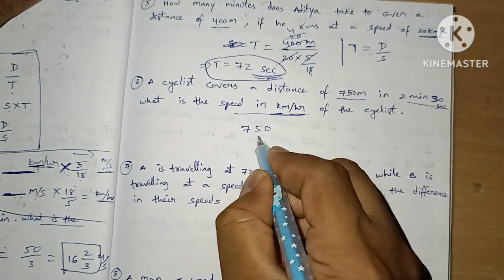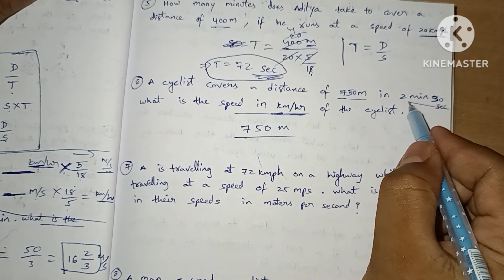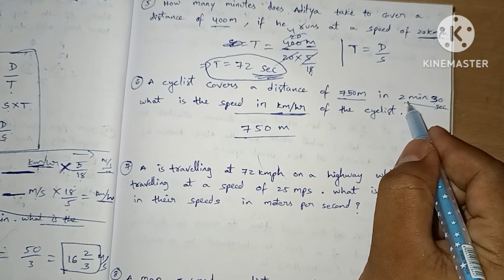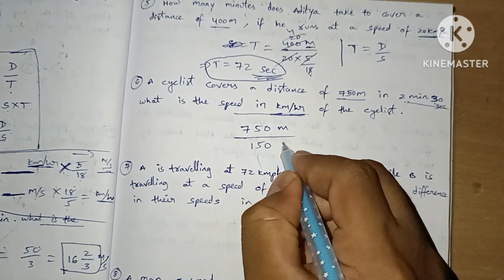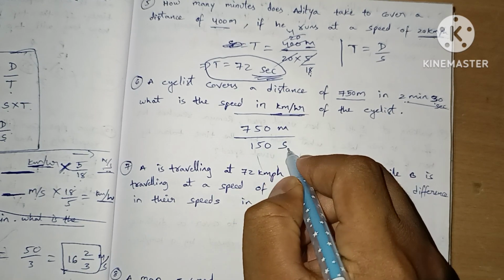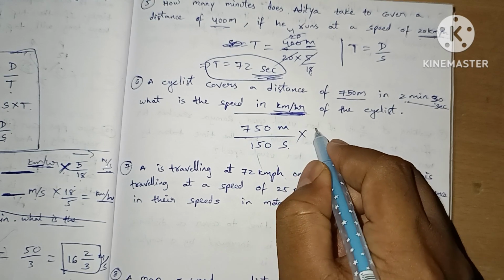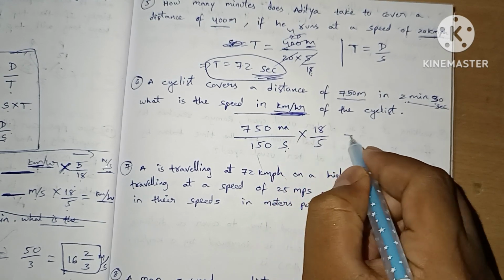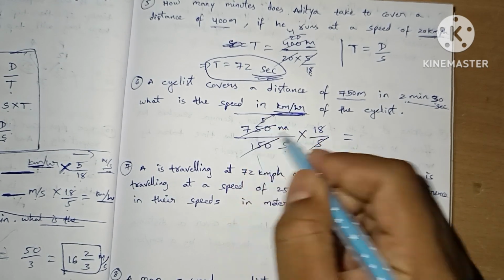In the question, it is given as 750 meters completed in 2 minutes 30 seconds, which means for 2 minutes we have 120 seconds, 120 plus 30 seconds is 150 seconds. So what we have is meters per second. We need to calculate kilometers per hour, so we multiply this meters per second by 18 by 5. So 15 5 times, this 5 and this 5 cancel.